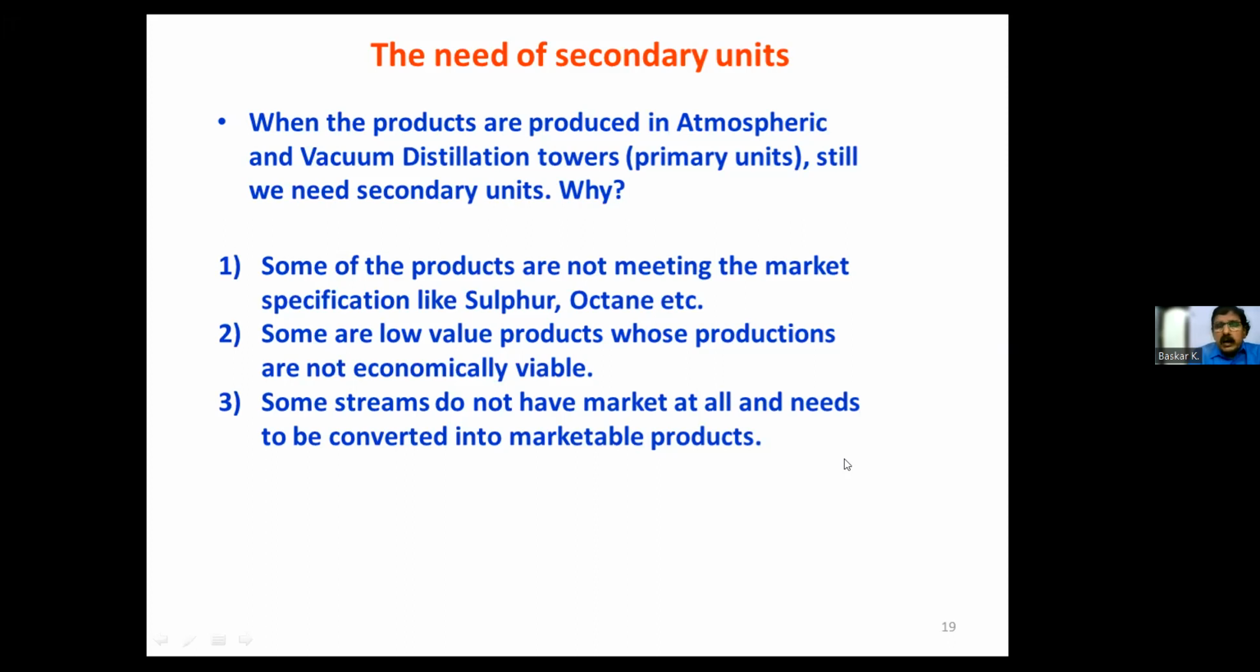And some products do not have a market at all, like VR, vacuum residue. It doesn't have any value, so it has to be converted into a useful and marketable product. So we need to have secondary units. As we go on, you can see that the complexity of the refinery goes up, right? Instead of the simple mixer bowl we saw, where picking groundnuts is very easy, now we have come to a critical, complicated stage, which is going to be further complicated, right?